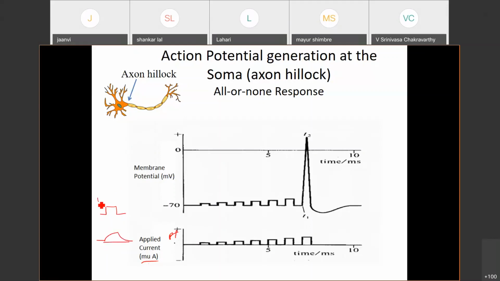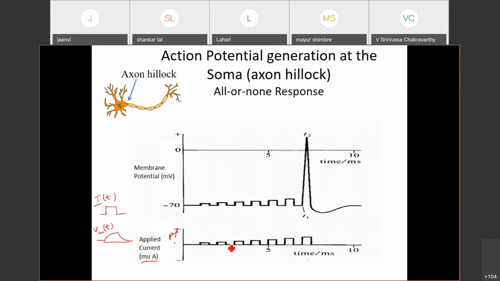So this is the input current pulse. This is the voltage response to that current pulse. Anyway, you can think of this picture as an approximation. Input is a rectangular pulse, and the voltage response is also a rectangular pulse. So it will come back to the baseline value of minus 70.